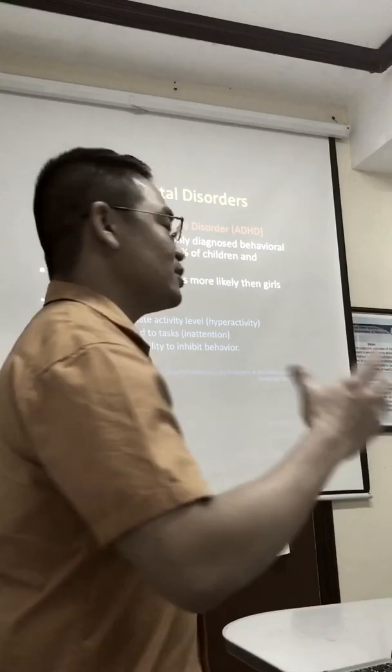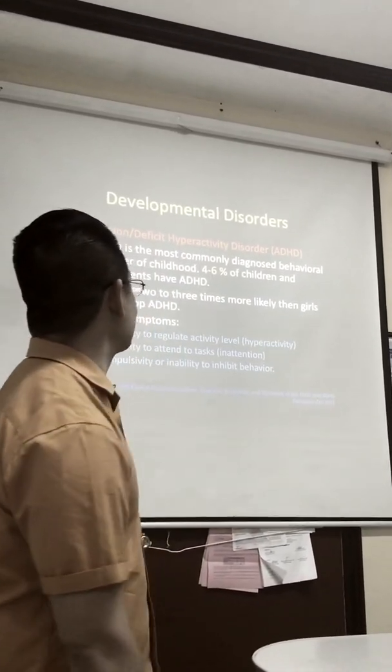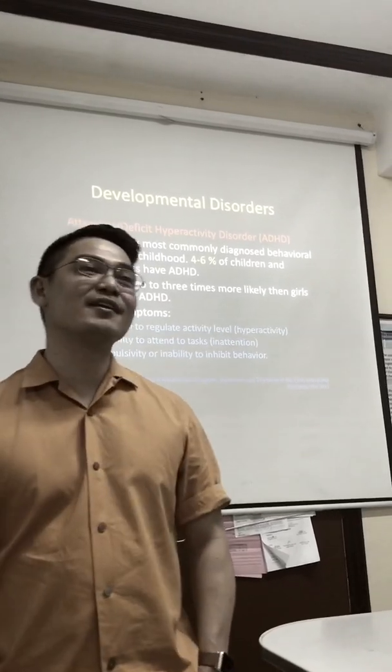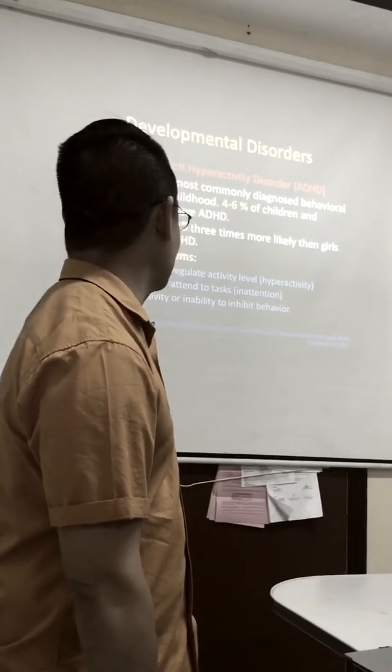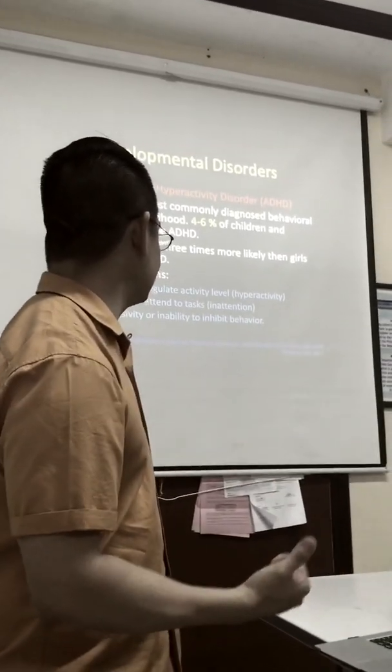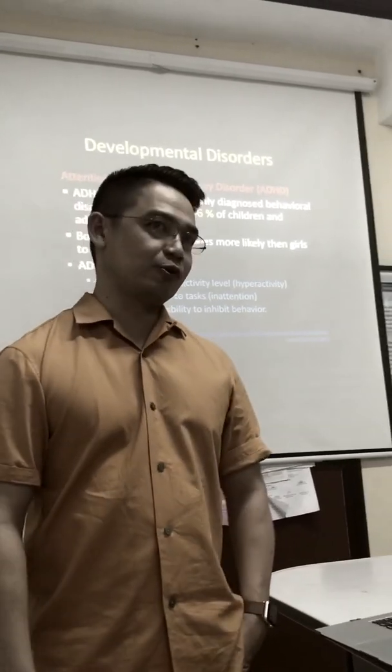So ADHD is the most common behavioral condition in childhood. You see it in 4 to 6% of children and adolescents. Boys are more affected than girls, 2 to 3 times as much. And the symptoms are inability to regulate a heightened level of activity, inability to attend to tasks or inattention, and lastly, poor impulse control.